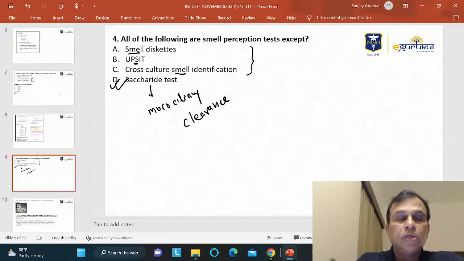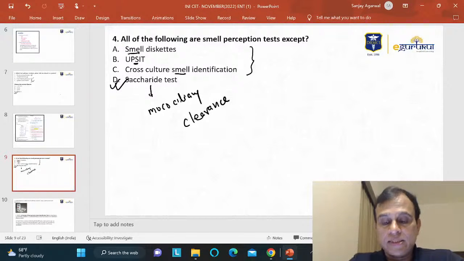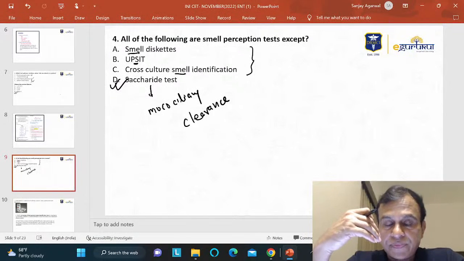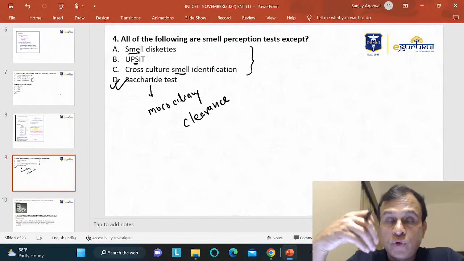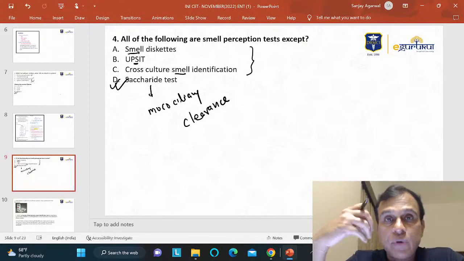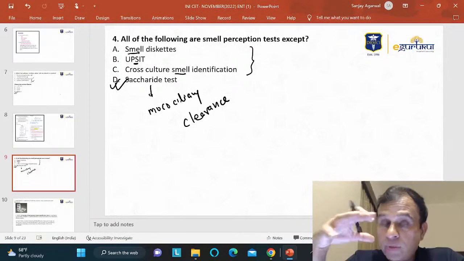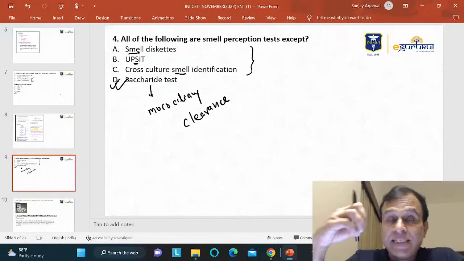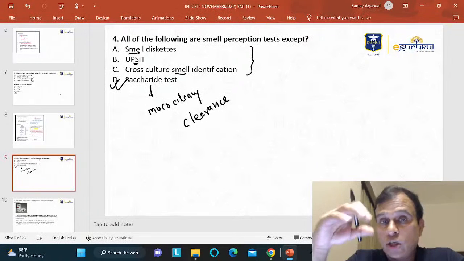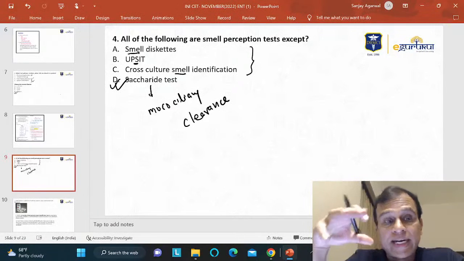It is done for mucociliary clearance. That means you all know in the nasal cavity there is a mucociliary, ciliary motility that clears the mucus collection in the nose. So how fast the nose clears, is it normal or not? To check that, basically whether the ciliary motility in the nasal cavity is normal or not, we do the saccharine test.